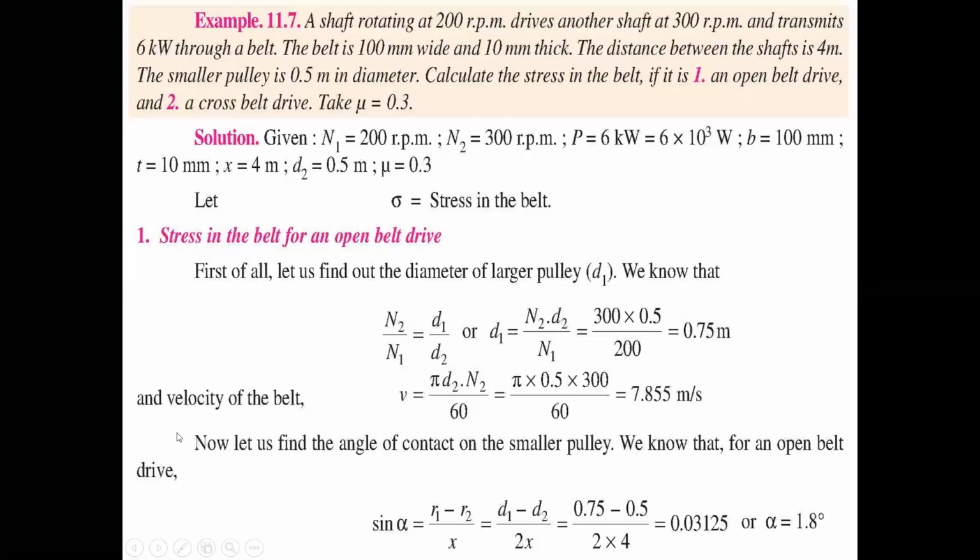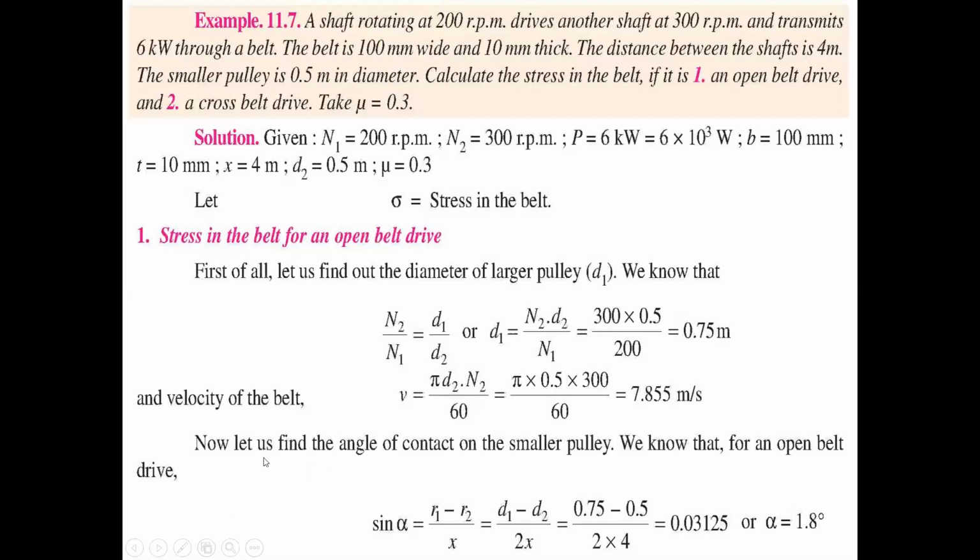Now we are going to find the velocity of the belt. Velocity of the belt equals pi d2 n2 by 60, that is pi into d2 value 0.5 and n2 300 by 60. When we find the velocity of the belt, we get nearly 7.855 meters per second.